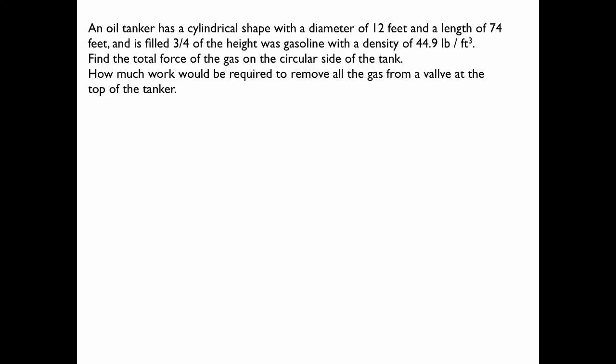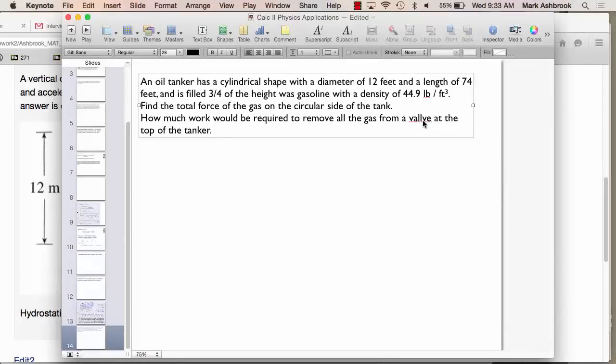An oil tanker has a cylindrical shape with a diameter of 12 feet and a length of 74 feet. So it's a cylinder lying on its side, like on a big truck. Okay, it's filled 3/4 of the height with gasoline that has a density of 44.9 pounds per foot cubed. Two things: find the total force of the gas on the vertical circular side of the tank, and then how much work would be required to remove all the gas from a valve at the top of the tanker.